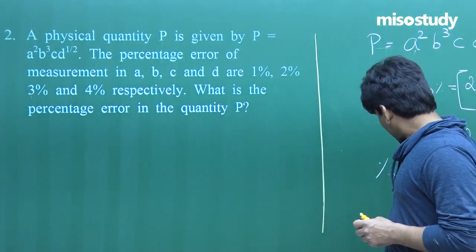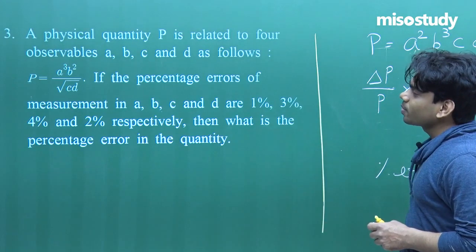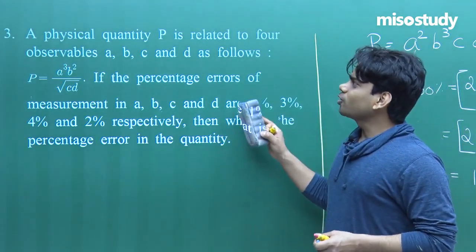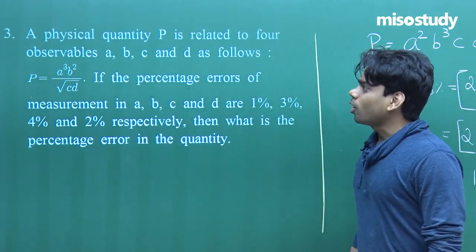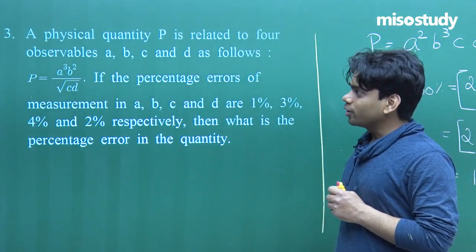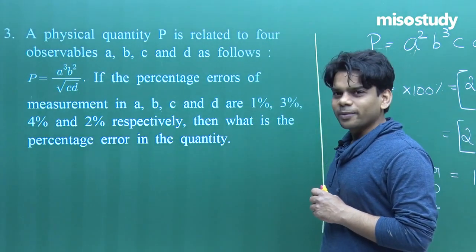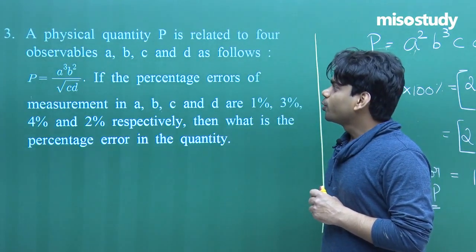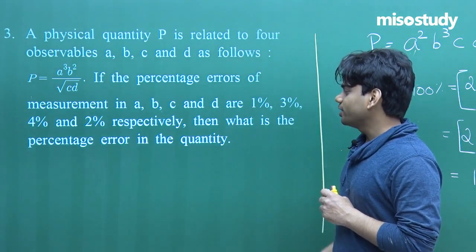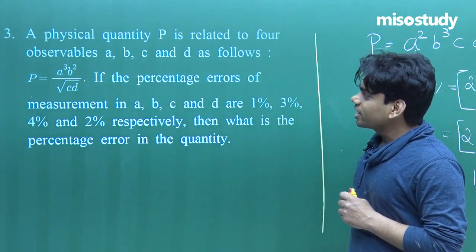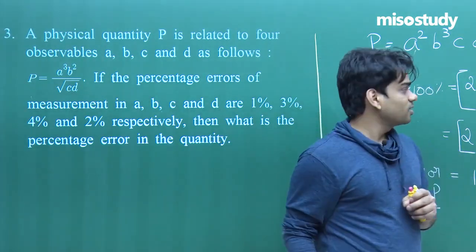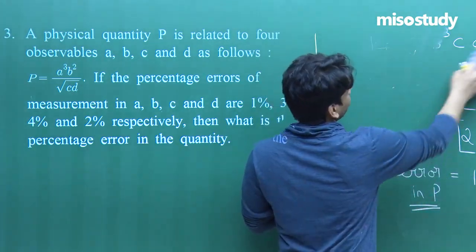Let's switch to the next question, question number 3. Again, it's related to percentage error. Read it. A physical quantity P is related to 4 observables A, B, C and D as follows. P equals A cube B square under root divided by under root CD. If the percentage error of measurement in A, B, C and D are 1, 3, 4 and 2 respectively, then what is the percentage error in the quantity? So this time we want to mark the percentage error.